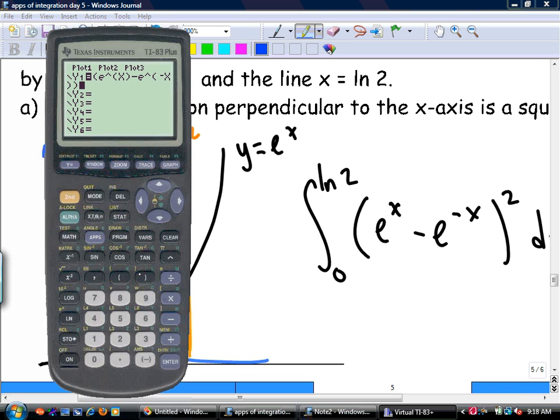One more bracket, squared. Second trace. I don't even care what the graph looks like. Second trace 7. Zero, enter, ln2. The volume is 0.4887.